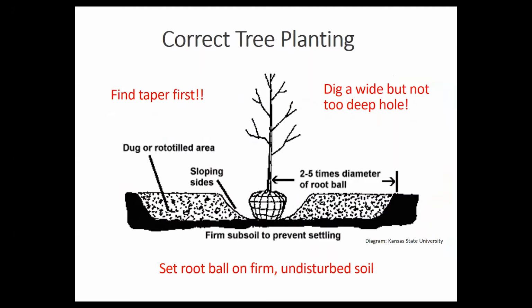So here's a good diagram from Kansas State. Again, find that trunk taper first. Don't ever dig the hole until you find it, and then only dig the hole just deep enough so that taper will be just below or just above. You want to always set the root ball on very firm, undisturbed soil. People have the idea that they have to dig deeper and loosen that soil so the roots will grow down, but they don't grow down. Most of them grow out.